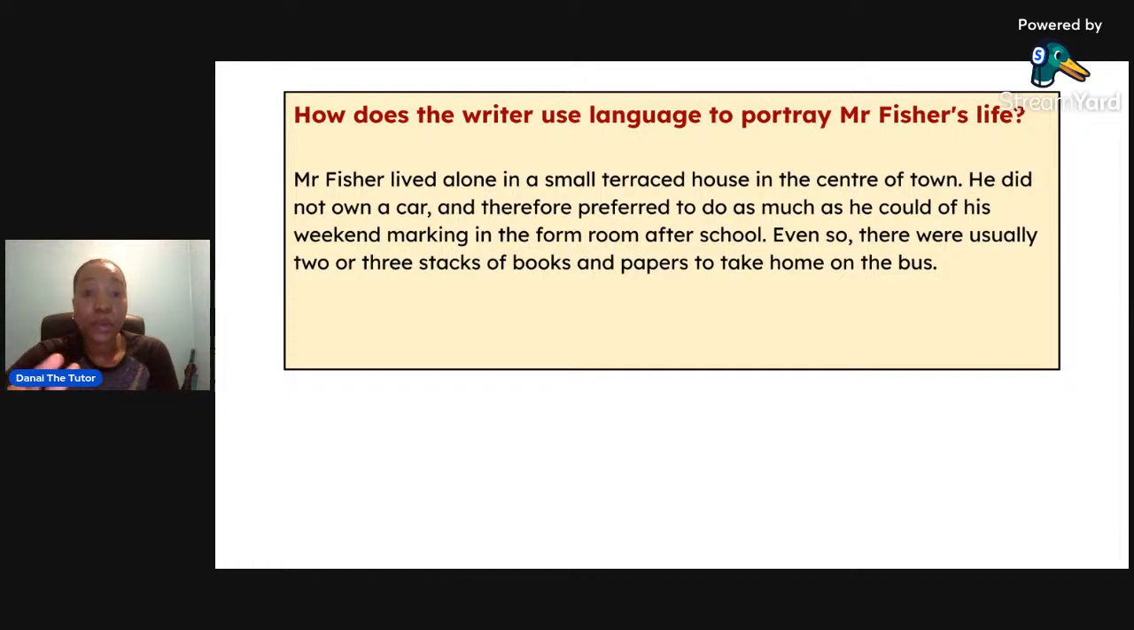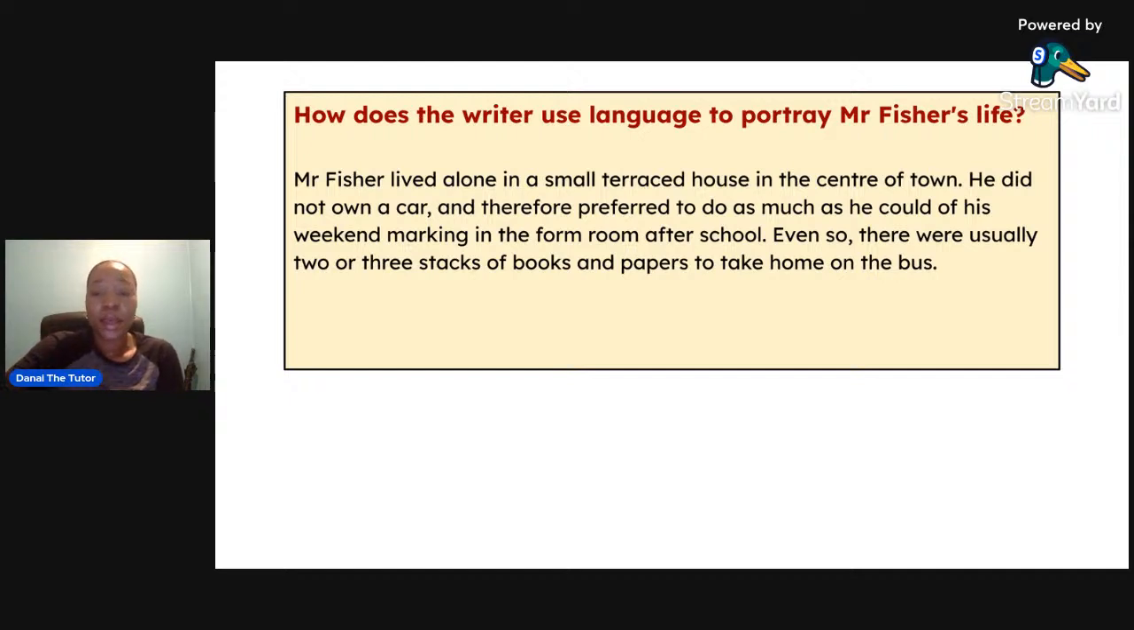So I'm looking at the first paragraph only. And I've picked this paragraph because it's very simple. And sometimes when we think about language, we jump straight to the techniques and we think if we can't see any techniques, we can't analyze anything. But hopefully you see that that's not the case.